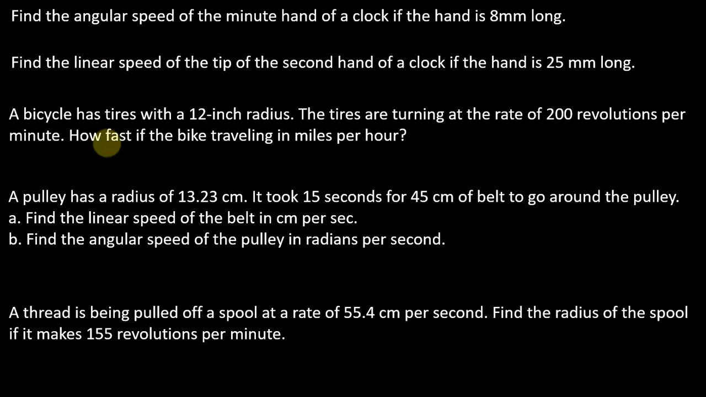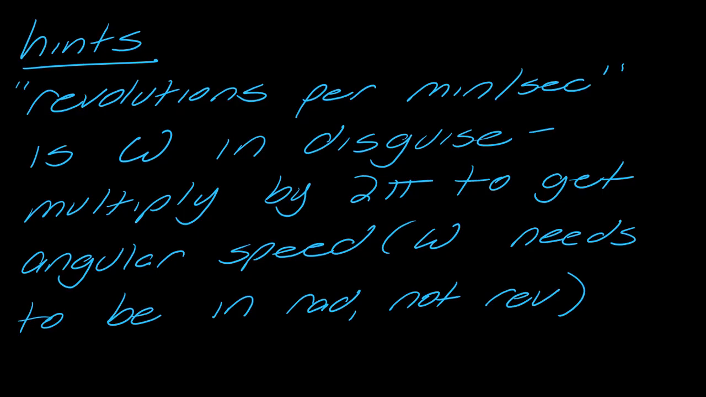Before I jump into these, and you can pause the video if you want to read what the problems are, I want to tell you some general hints that will govern how we go through these problems. First of all, when you read revolutions per minute or revolutions per second, this is really like omega in disguise. You can multiply by 2 pi to get the angular speed.